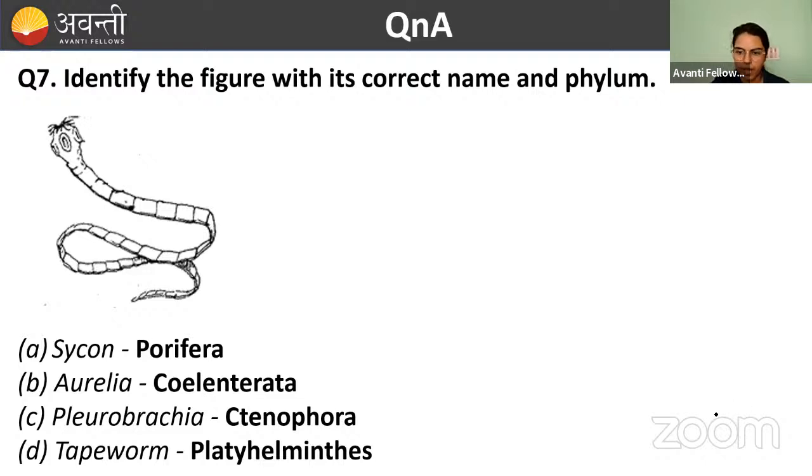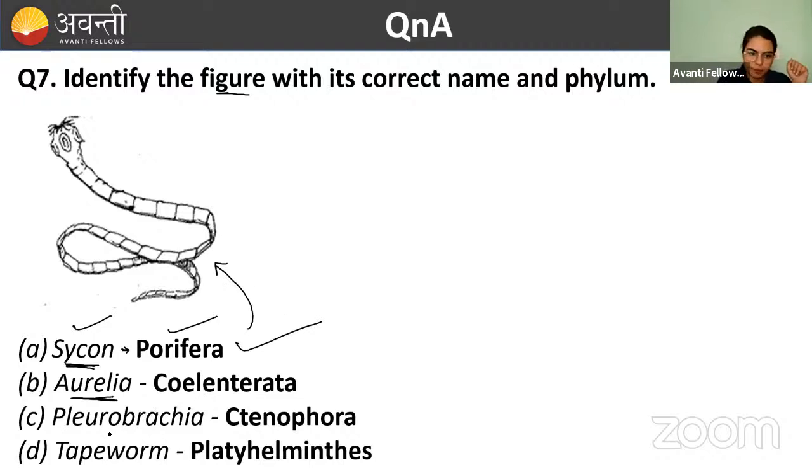Okay, very good. I have got my answer. Very good for those people who have chosen the correct option. So what it is saying, you have to identify the figure, and here we will be seeing the names and phylum. So Sycon belongs to Porifera. Yes, this is correct, but this structure is not of Sycon. Aurelia, jellyfish, belongs to Coelenterata, correct, but not this structure.